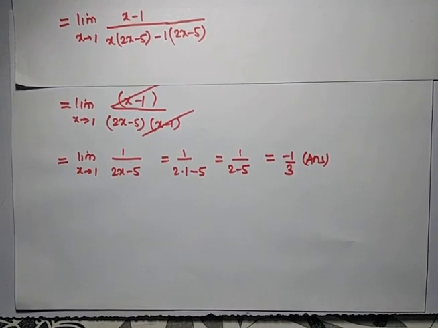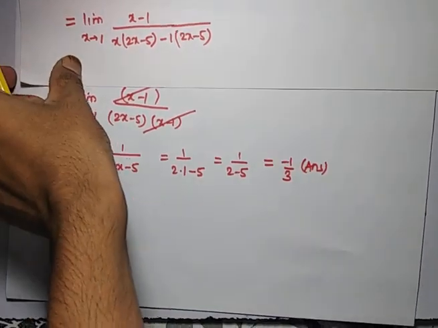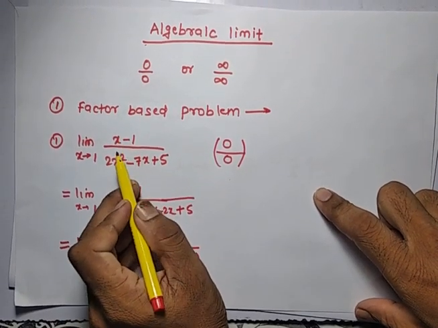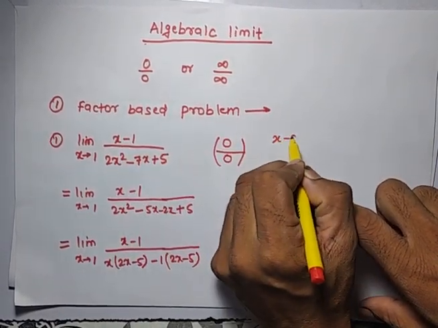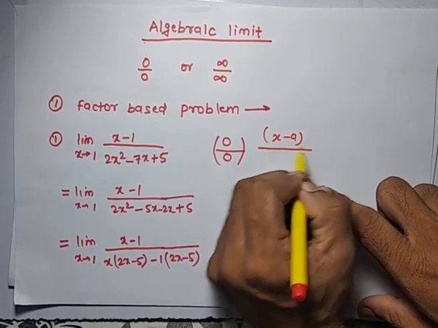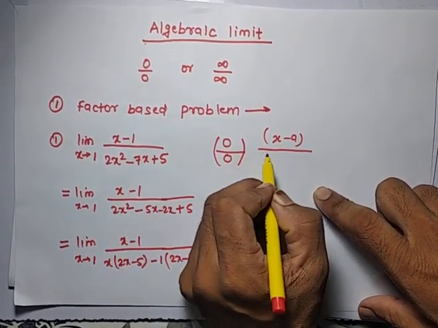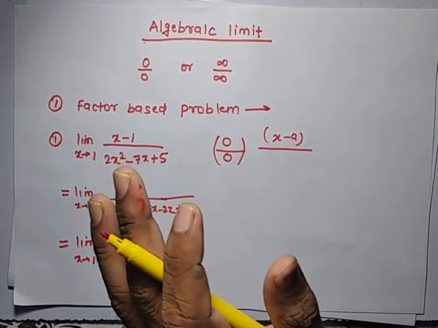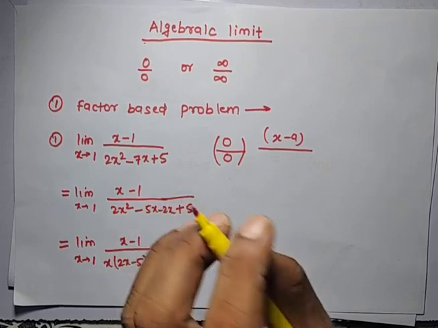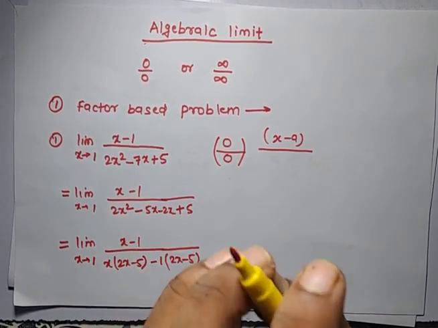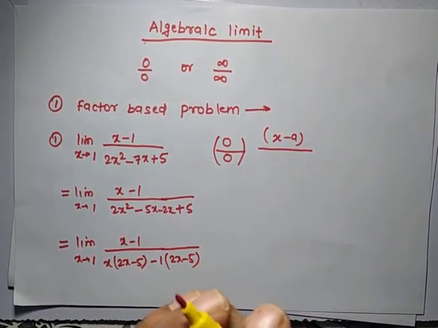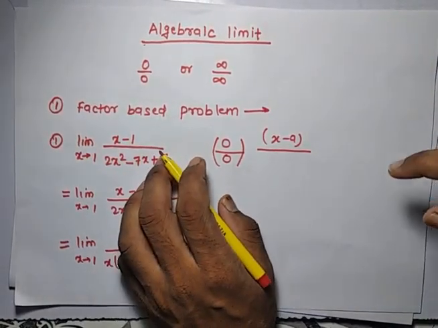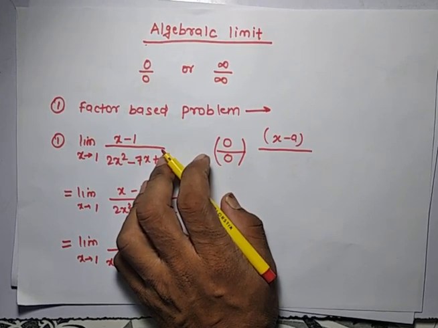So what I am trying to tell you is that when you see a factor x minus 1 or any term like x minus a in the numerator, and in the denominator a quadratic or cubic function is given, you always try to remove the factor in numerator. Always try to remove it. This is the basic concept that we use to solve factor based limit. So okay, I think the concept is clear.